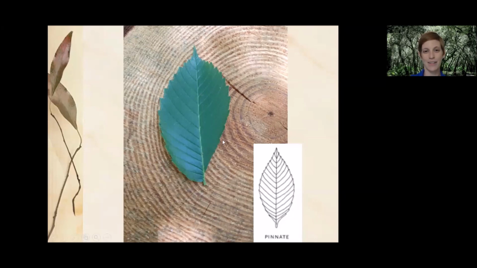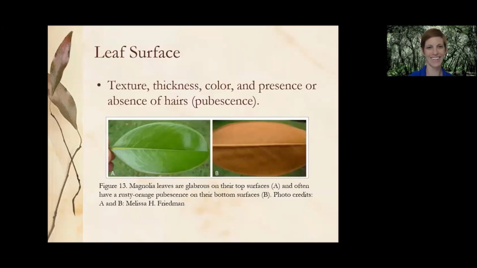Good job. On the elm, if you follow the vein all the way out, it goes to the point of one of these teeth. This is a doubly serrated edge. You can see it right here: one, two teeth, one, two teeth. So just get an elm leaf. There's a lot to learn from them.